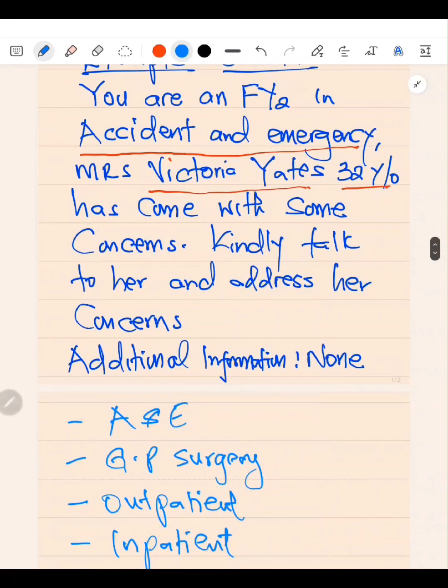Number 2, look at the name of the patient, Mrs. Victoria Yates. Remember, it is good always to know the name of the patient. It will give you marks for interpersonal skills if you know the name of the patient. But if you forget the name, you are going to lose marks.